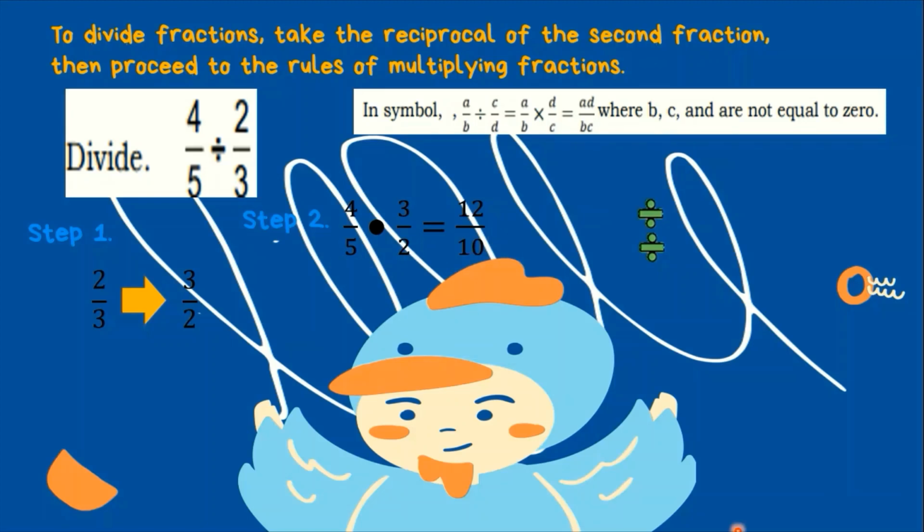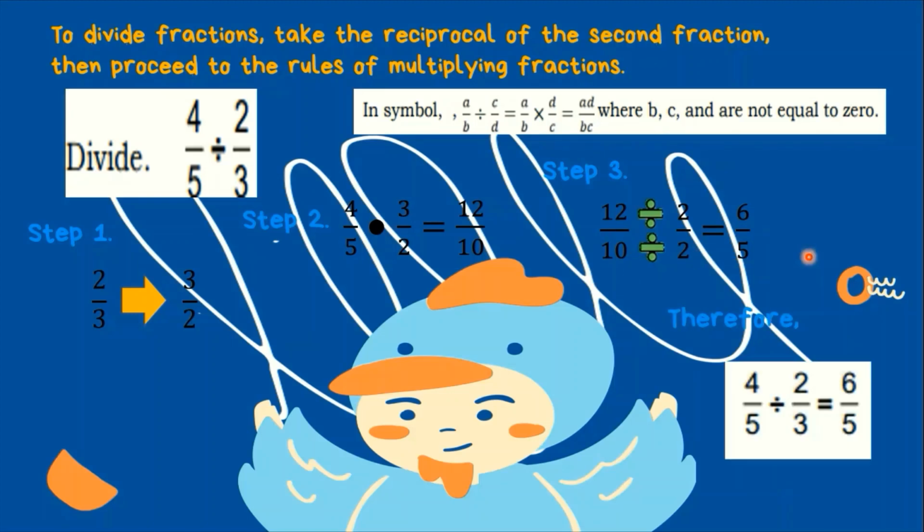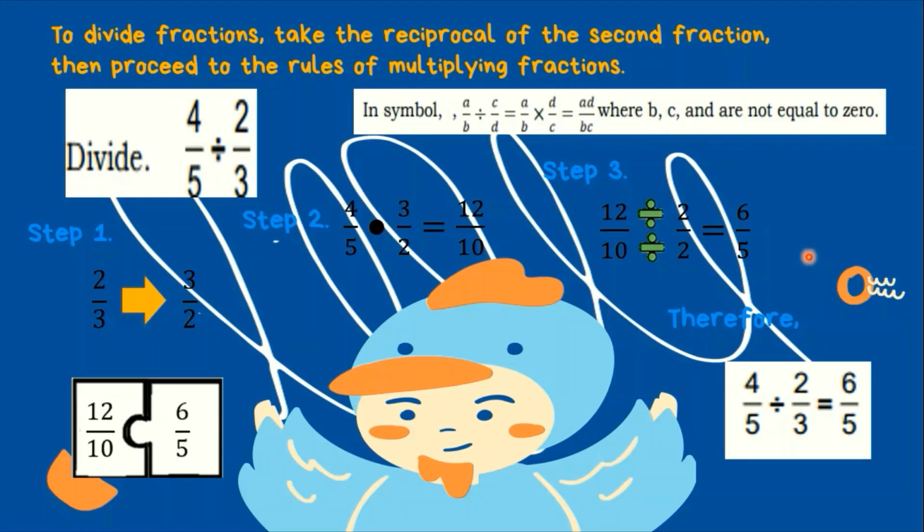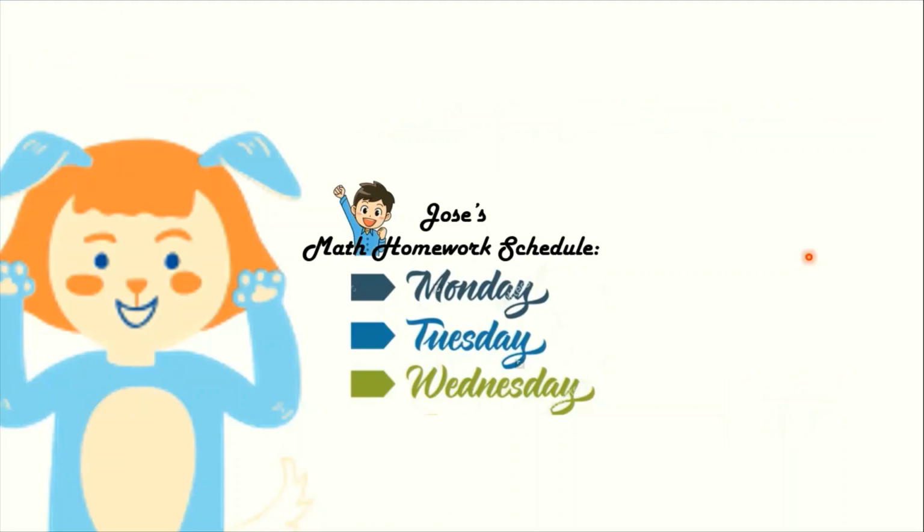Let's simplify 12 over 10 by finding its GCF, which is 2. Alam na natin na 2 ang GCF ng 12 and 10. Divide them. 12 divided by 2 ay 6. And then 10 divided by 2 ay 5. Therefore, 4 over 5 divided by 2 over 3 is equal to 6 over 5, because 12/10 and 6/5 are equivalent fractions.